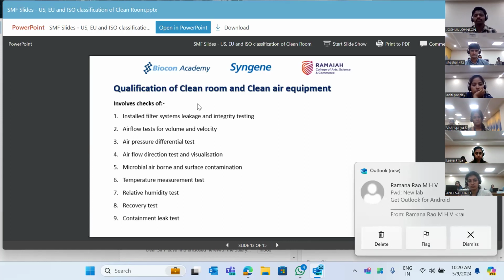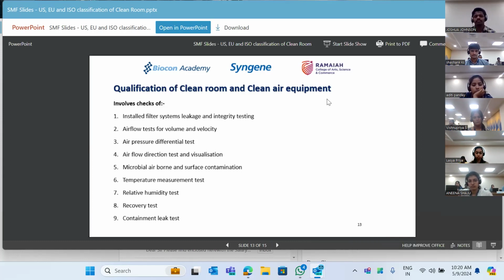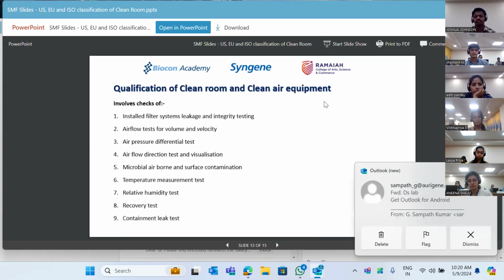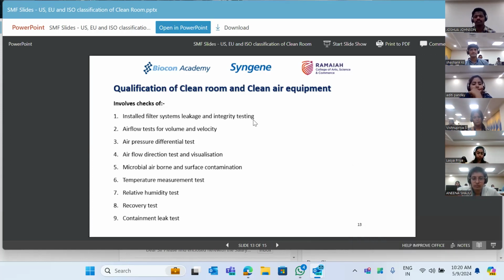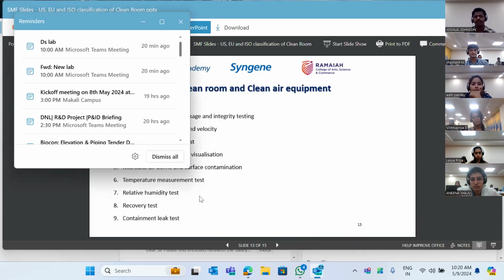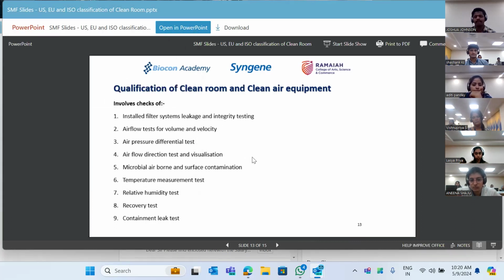Now, just to give you a brief on qualification of clean room and clean air equipment, which all these various classifications dwell in: the HEPA filter systems, leakage and integrity, airflow test, air pressure differential test, RH, temperature. All these things will be captured under these classification requirements, so that if it is meeting that particular requirement, it will be classified as those clean areas. So, for example, class 8, class 7, class 5, or grade A, B, C, D.